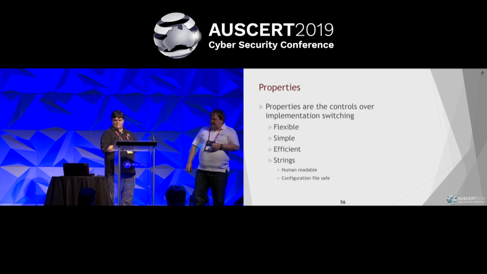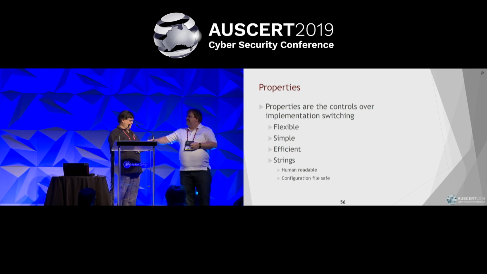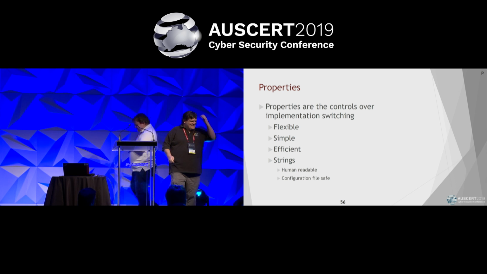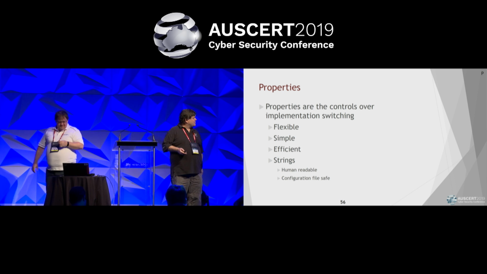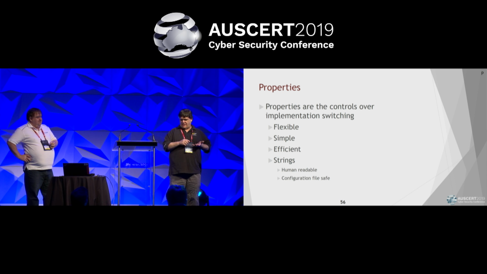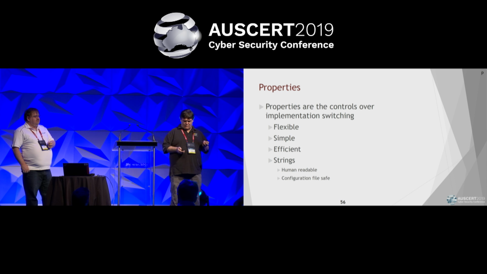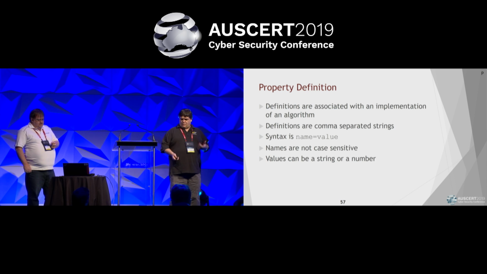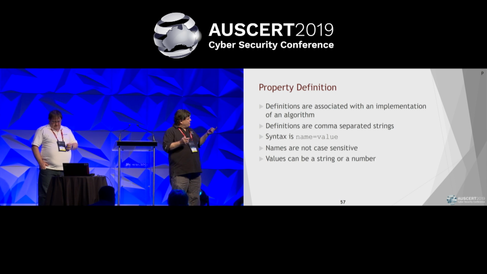As we're sitting at about 5 minutes to go, I will do properties really quickly. The fundamental switching mechanism we're using are called properties. They are human readable, comma separated ASCII strings. They're designed to be simple, flexible, so they've got to be able to do everything we need, and they have to be efficient because we're going to be doing a lot of this. So a property definition is a comma separated list of name equals value pairs. Names aren't case sensitive, although we're going to set a guideline, use lowercase.